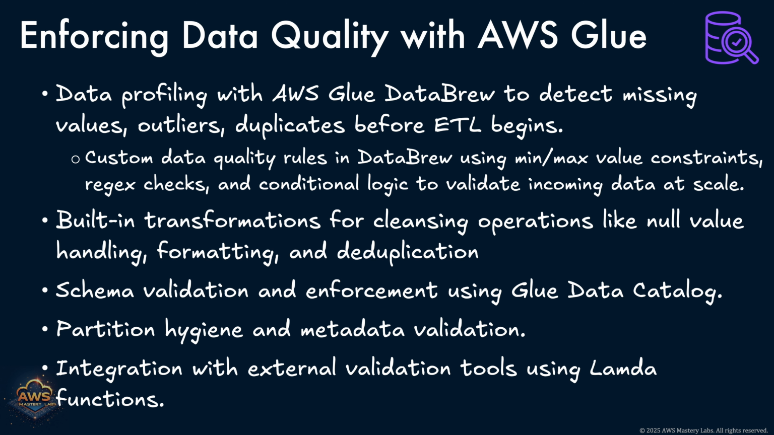AWS Glue provides several built-in and extendable mechanisms to help you enforce data integrity and catch issues before they impact downstream systems. It all begins with data profiling, and Glue DataBrew makes this step highly accessible. DataBrew lets you visually analyze your datasets before ETL jobs run, detecting missing values, outliers, and duplicates. This upfront visibility helps catch data anomalies early in the process, reducing debugging time later.